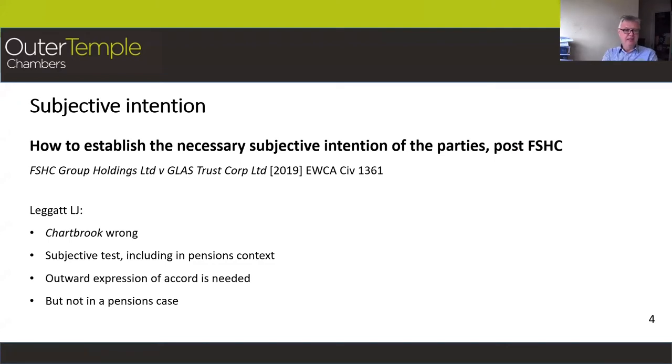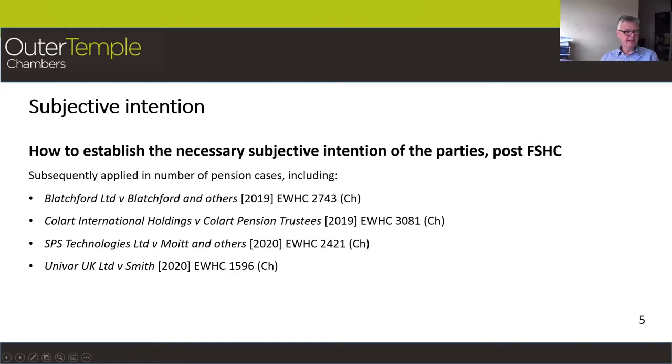a subjective test. He included in his discussion pensions cases in that, in his judgment, in a fairly short section, but the subjective test applied in a pensions context, although FSHC wasn't a pensions case, so again, that's strictly obiter. He held that an outward expression of accord is needed, but not in a pensions case. So that is where pensions and non-pensions cases part company.